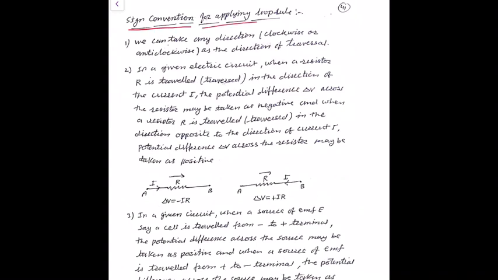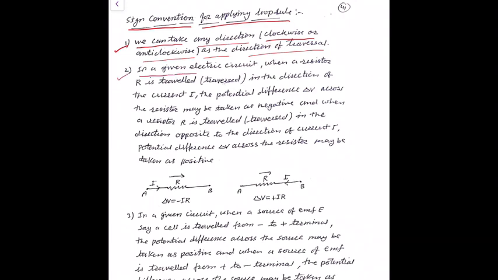Sign convention for applying the loop rule. First, we can take any direction, clockwise or anti-clockwise, as the direction of traversal.